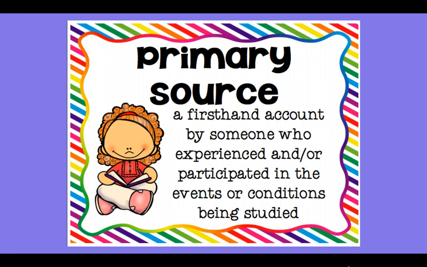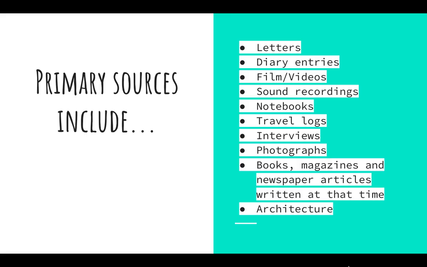Our newspapers from right now, our news articles, those are primary sources because we are living right in it. So, some examples of primary sources include letters, diary entries, film and videos, sound recordings, notebooks, travel logs, interviews, photographs, books, magazines, and newspaper articles that were written at that time, and architecture that was built at that time. So, if you've ever been to ancient Greece or to Rome and you've seen the beautiful architecture, those are primary sources. They were built at that time and can give us information about what life was like then.